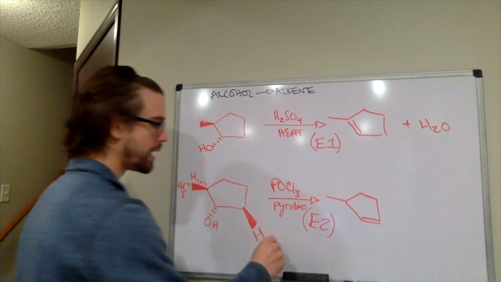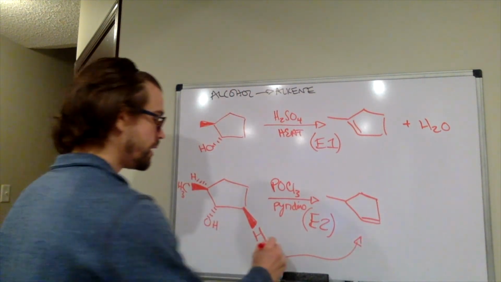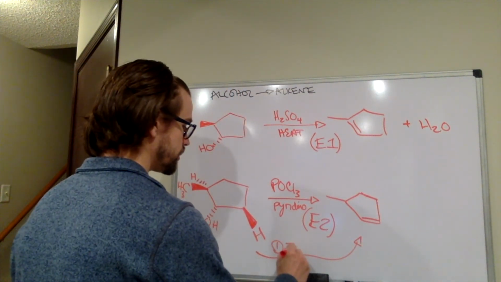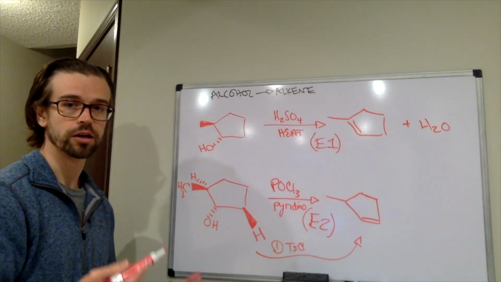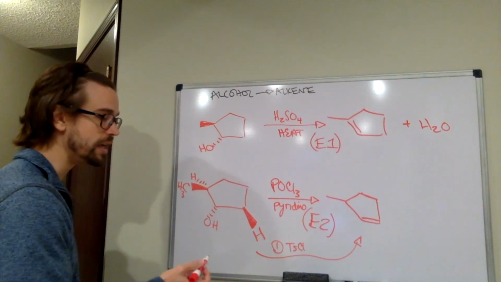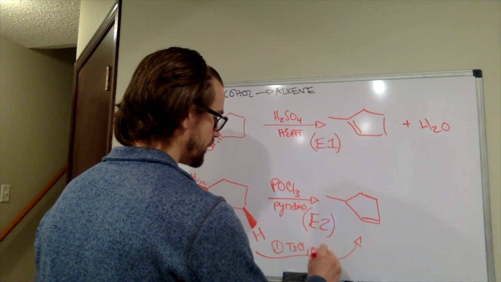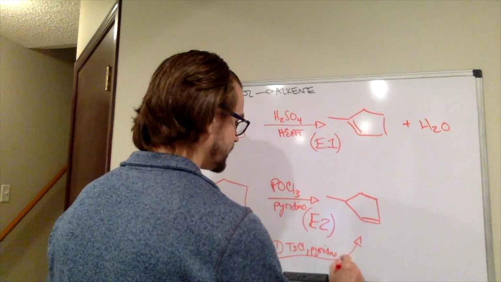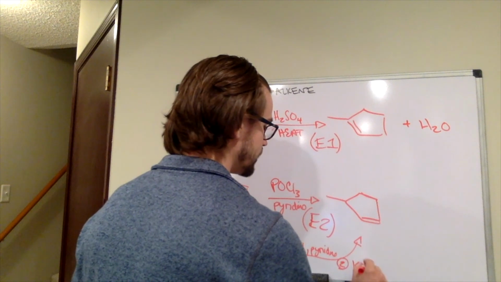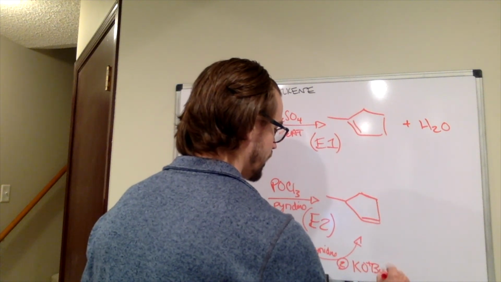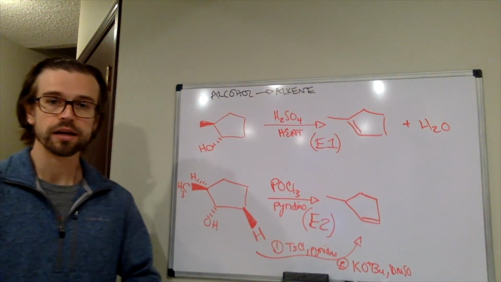A second way that you could also do it is we could turn this into the tosylate, right? We could, one, treat this with tosyl chloride. That would make it a good leaving group. It would make it the OTs. We need a base around too. We'll just put pyridine in there as a good option. And then secondly, we would treat that with a strong, bulky base like potassium tert-butoxide and a polar aprotic solvent that would then do an E2 reaction.